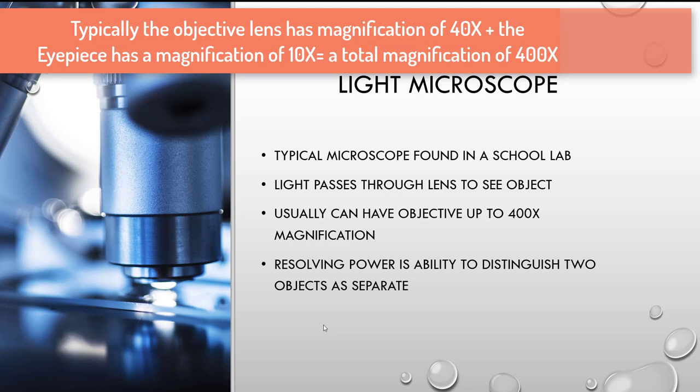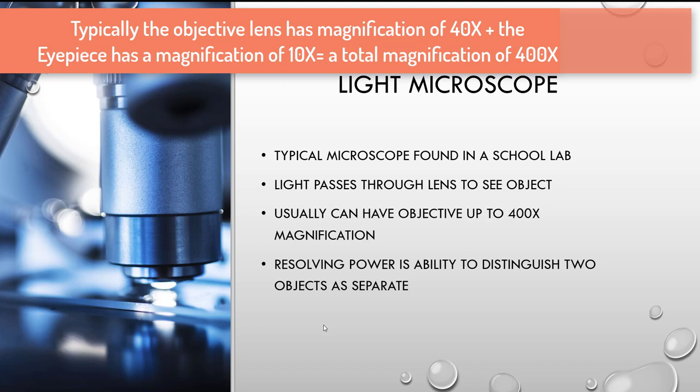So if we're looking at something under a microscope, we can magnify it, usually up to 400 times, which is pretty good. I mean, we could see things like our blood cells under a microscope. We can magnify it 400 times. That's pretty cool. Another advantage of light microscopes is we can see living things.